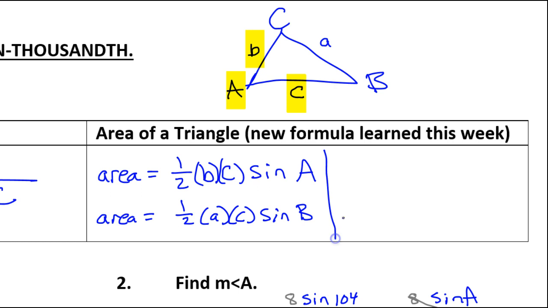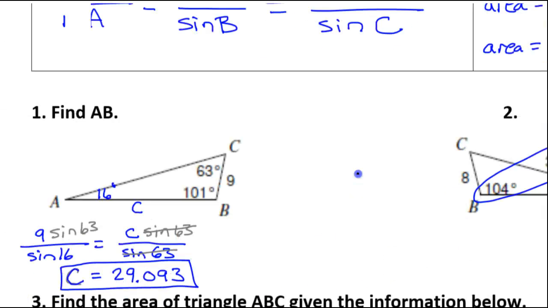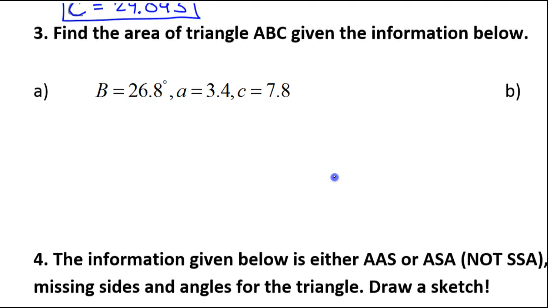Or just for the sake of completeness, I could have used sides A and B. So I could have said 1/2 side A times side B times the sine of angle C. Any of these would give me the area of the triangle. So I need 1/2 side times side times the sine of the included angle, the angle in between. Okay, so that's what we're going to do for problem number 3.